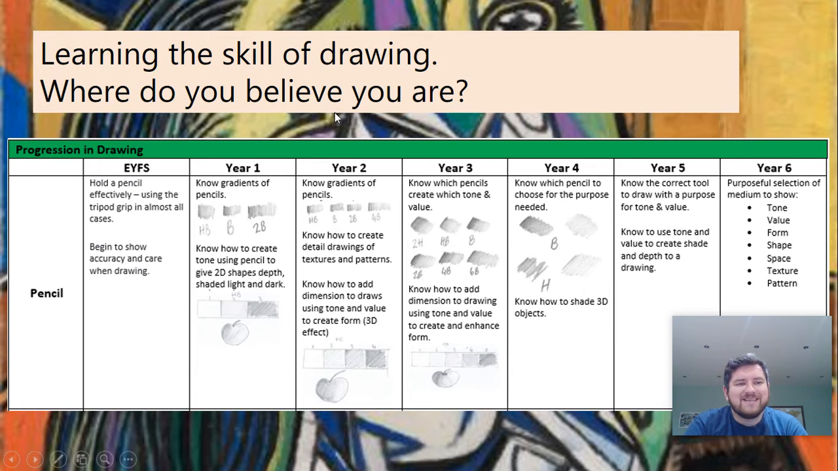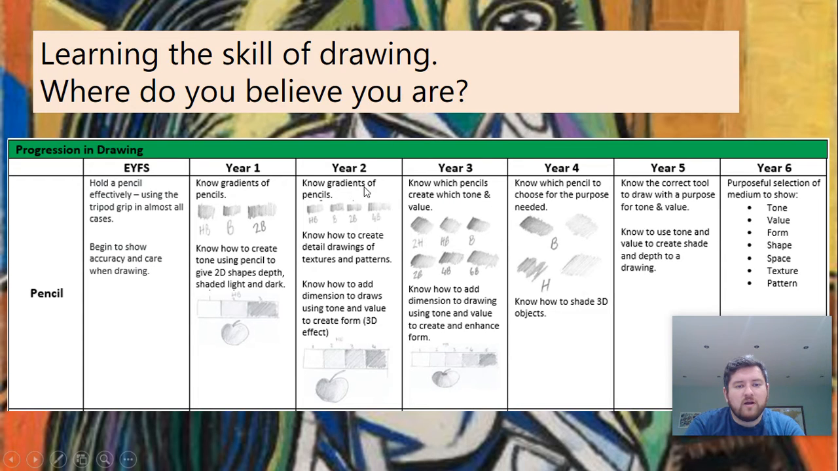So, learning the skill of drawing. Where do you think you are? So here we have pencil progression in drawing, and this is working from early years, so reception and nursery, all the way up to year 6. You can see in early years we aren't used to be able to hold a pencil, and begin to show accuracy and care when drawing. In year 1, I want you to know a bit about the different gradients in pencil. So an HB, a B, and a 2B have different strengths, different levels of shade as you colour with them.